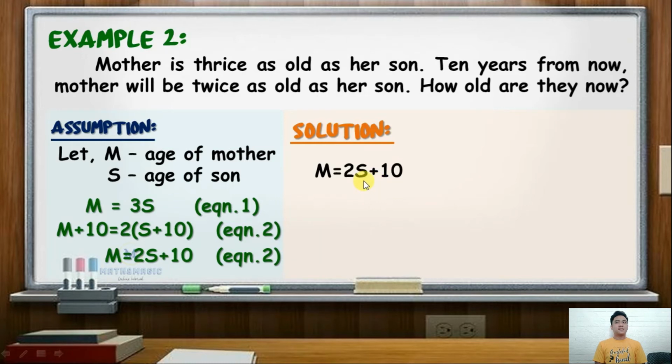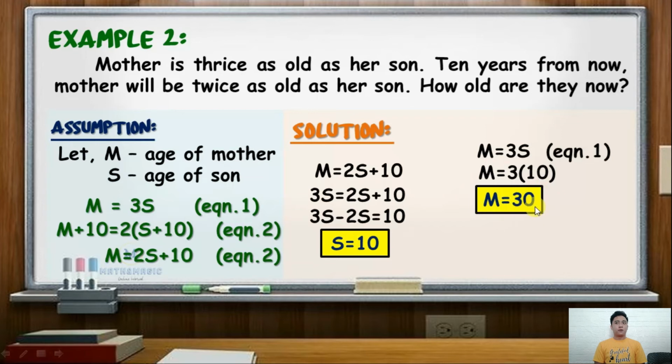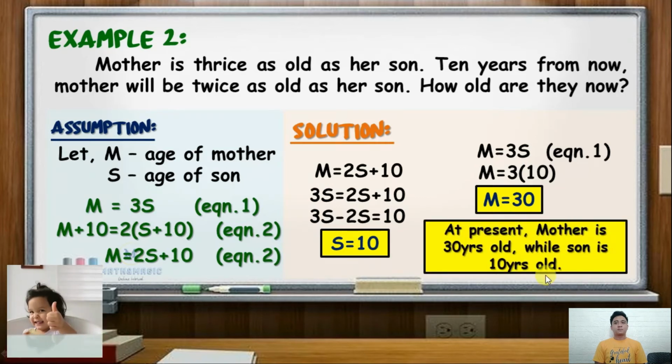This will be 3s equals 2s plus 10. Now transpose 2s to the left side, it will be negative 2s. Difference of 3s and 2s is simply s. Thus, the value of s is 10. Solving for m, let's use equation number 1. That is m equals 3 times 10 or simply 30. Therefore, at present, the son is 10 years old while mother is 30 years old.